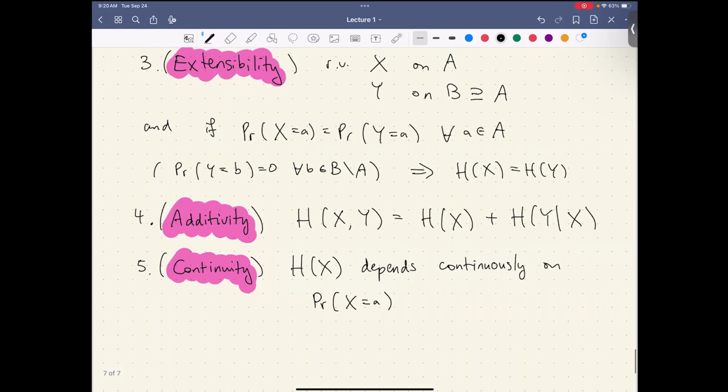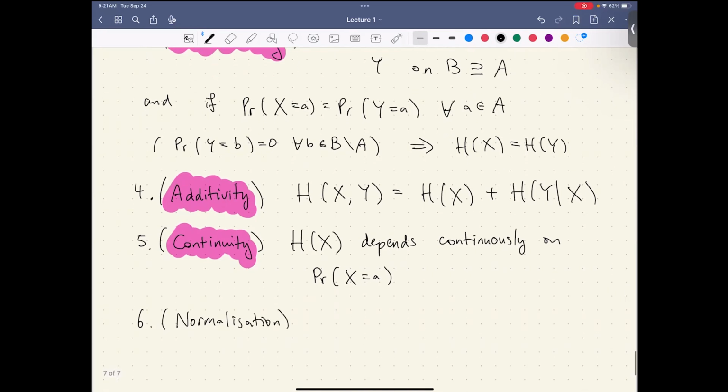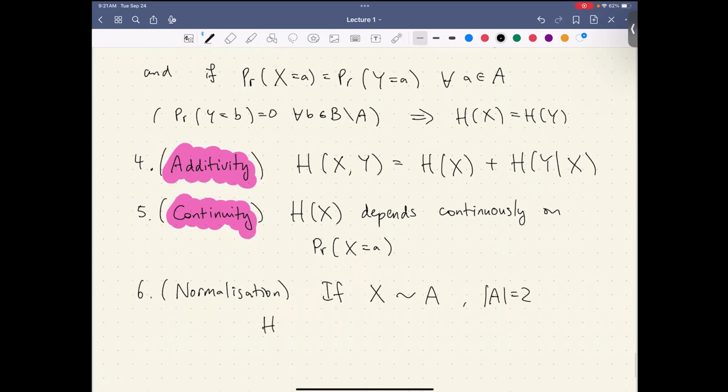So these are the 5 important axioms. We're going to list one more, just so that it will match our original definition. It's called normalization. Normalization says if X is a uniform random variable over 2 values, then its entropy equals 1. If X is uniformly random over some set A of size 2, then H of X equals 1.